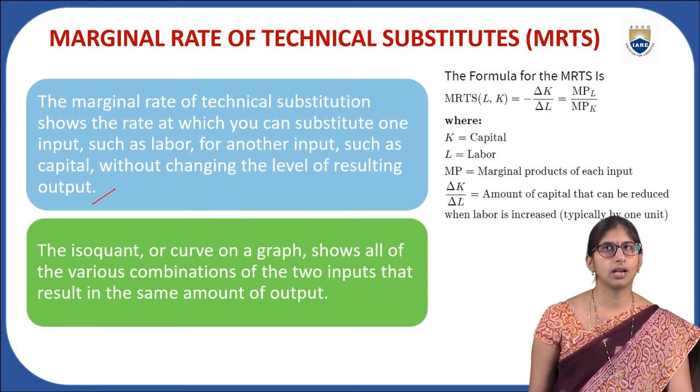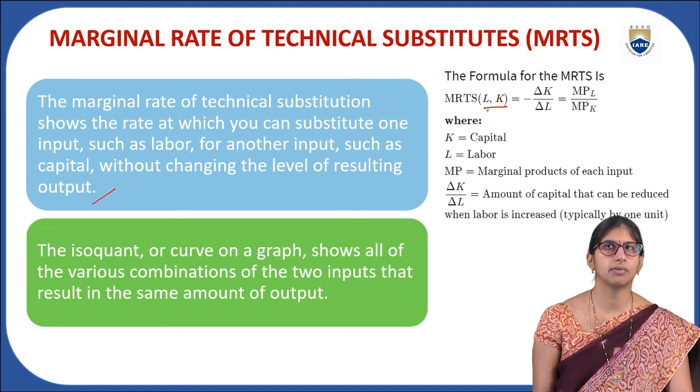The formula for the marginal rate of technical substitution, considering only two inputs, labor and capital, is MRTS = -ΔK/ΔL, where K is capital and L is labor. We can also express it as MPL divided by MPK. So the change in capital divided by the change in labor is the amount of capital that can be reduced when labor is increased.